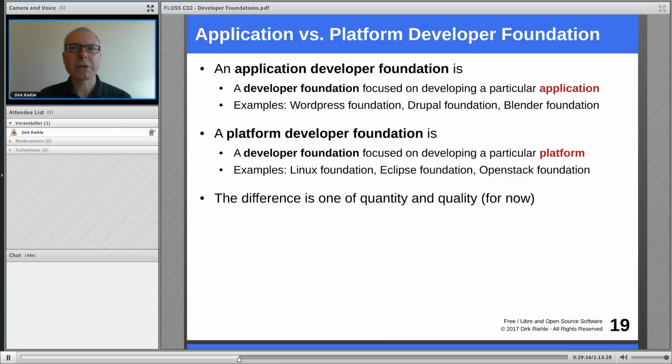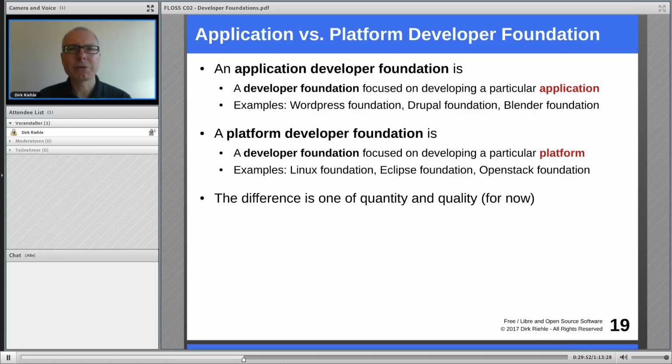And then there are the platform developer foundations, which focus on the development of a particular, often industry scale software platform that's not an application directly sold to customers. Rather, the platform is embedded into any larger project or product by the involved companies. And so examples of such platform developer foundations are the Linux Foundation, the Eclipse Foundation, the OpenStack Foundation, etc.